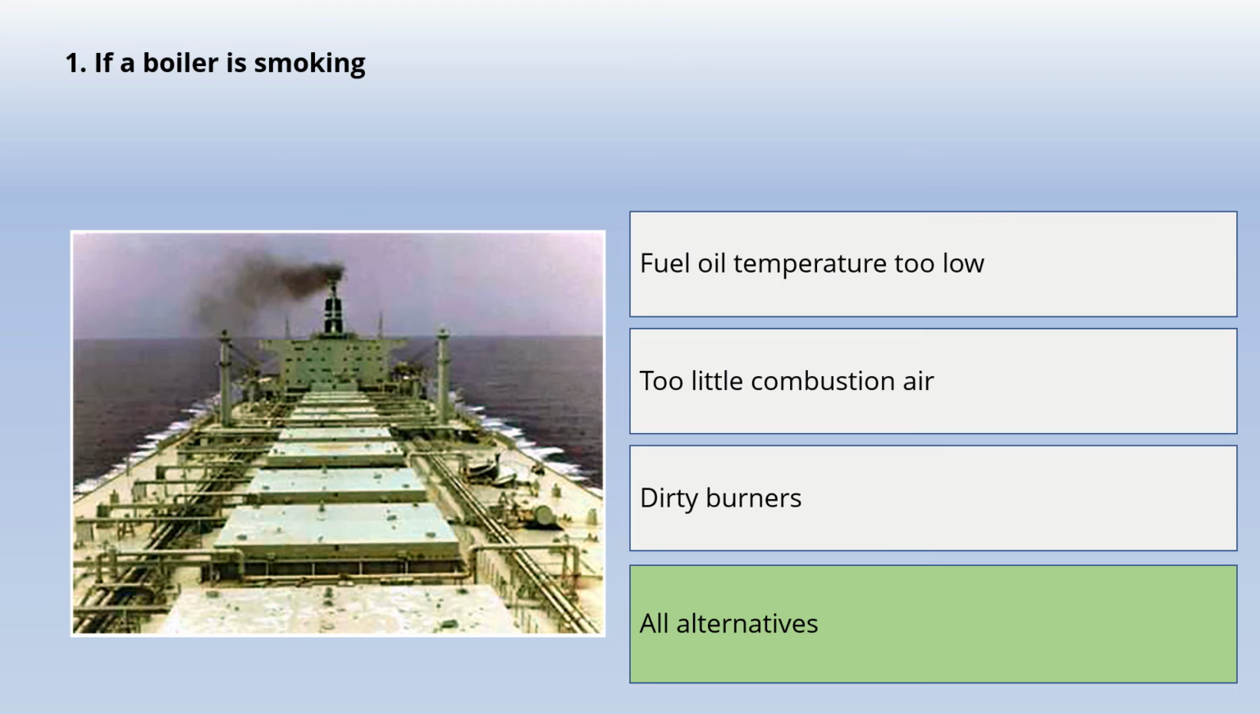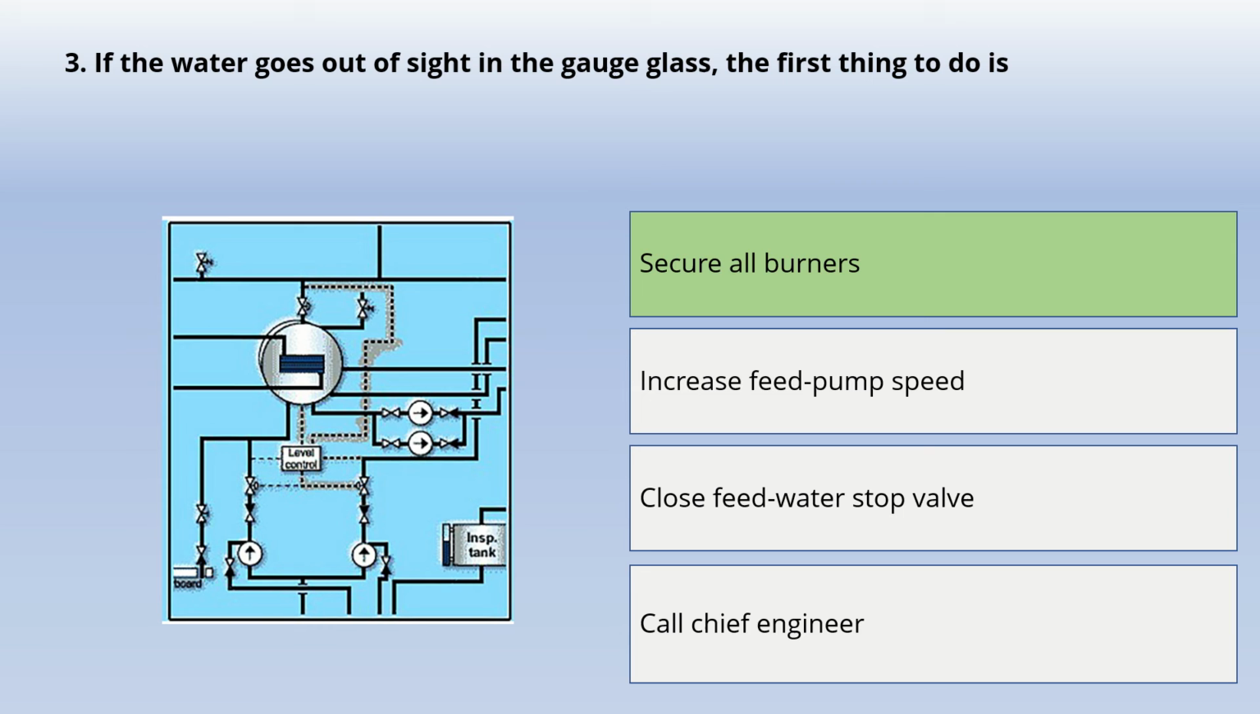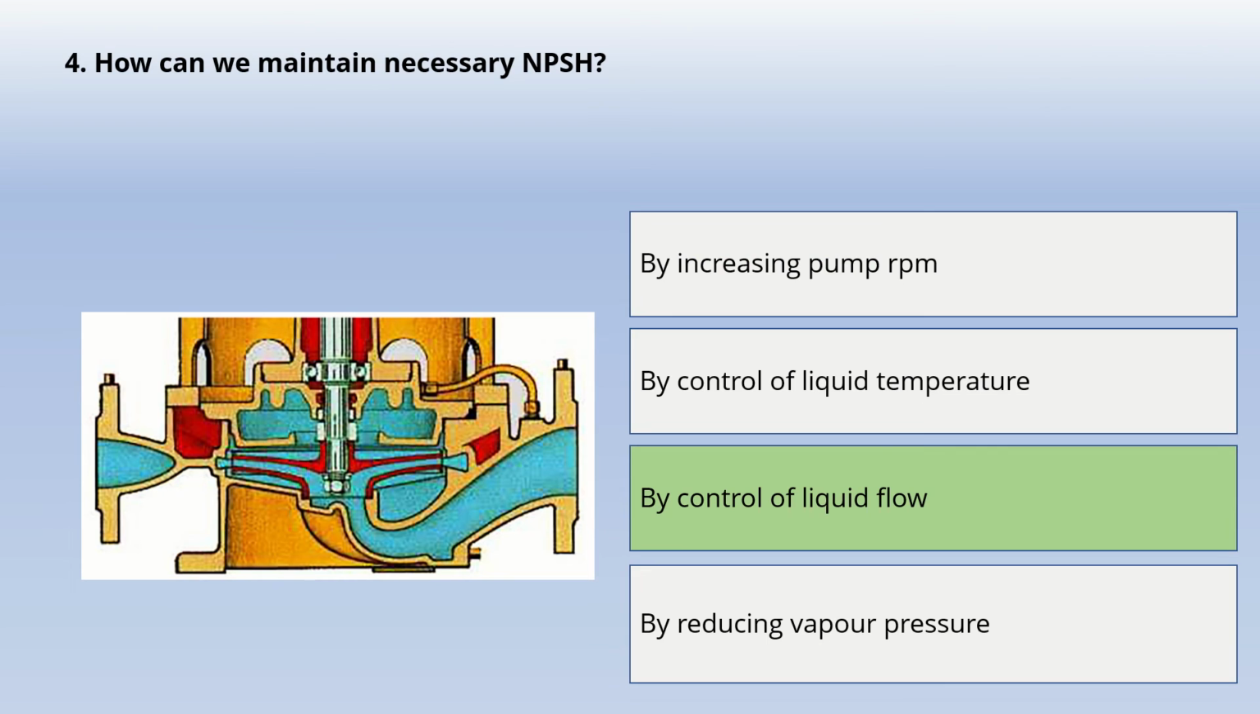Now let us summarize what we have studied in this video. If a boiler is smoking: fuel oil temperature too low, too little combustion air, dirty burners. The economizer is used for heating of the feed water. If the water goes out of the sight in the gauge glass, the first thing to do is secure all burners. How can we maintain necessary NPSH? By control of liquid flow.